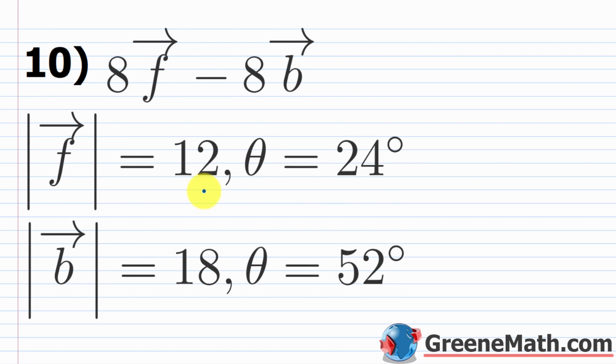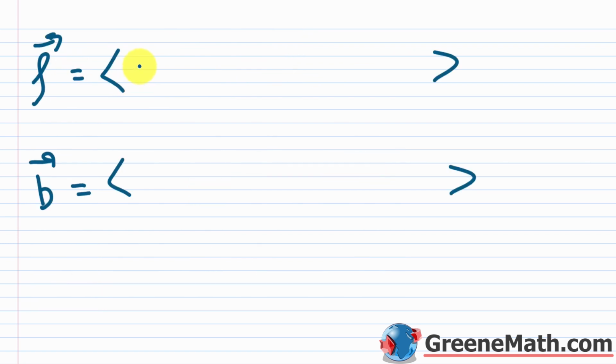For the magnitude of f, it's 12. For the direction angle, it's 24 degrees. So this is going to be 12 times the cosine of 24 degrees, and this is going to be 12 times the sine of 24 degrees. So for this one, I get about 10.96, rounding to the nearest hundredth. And for this one, I get about 4.88 if I round to the nearest hundredth. So let's put that there.